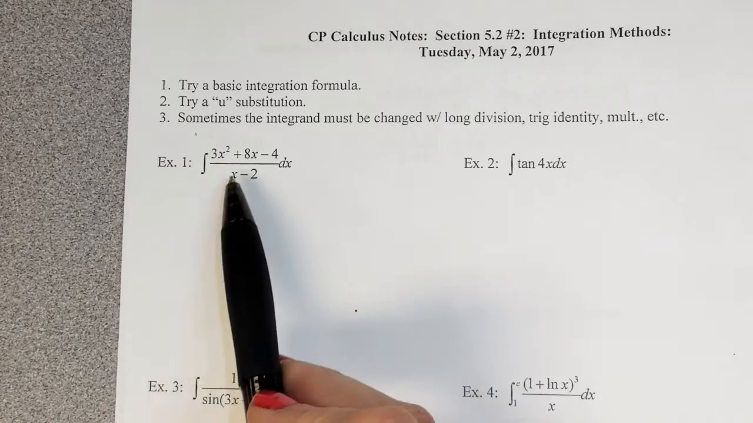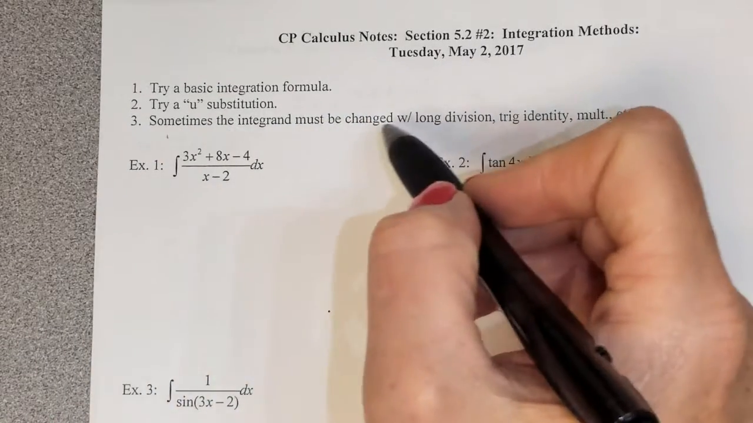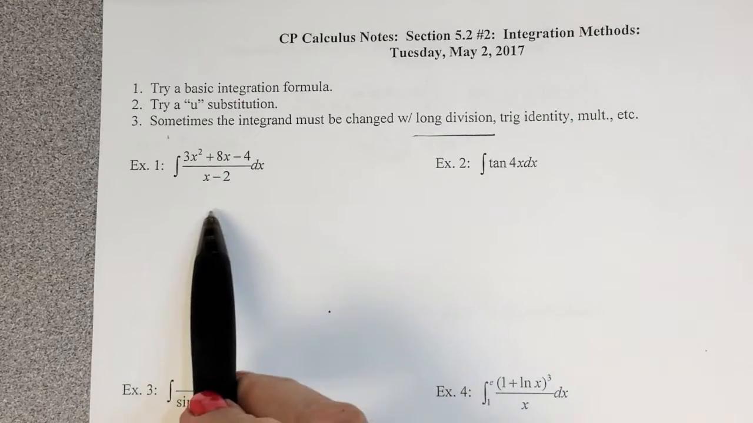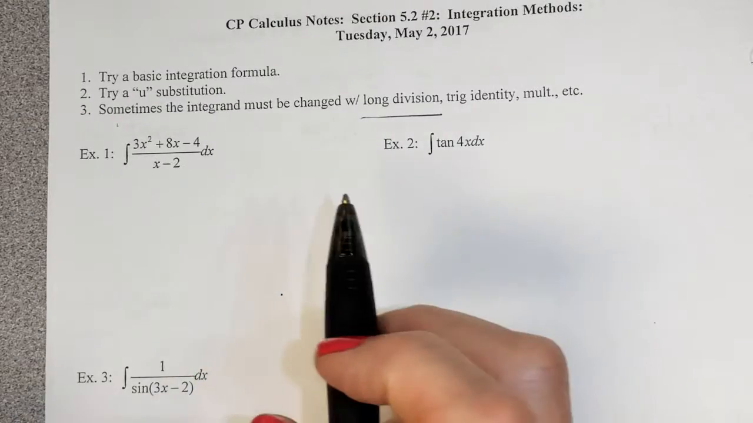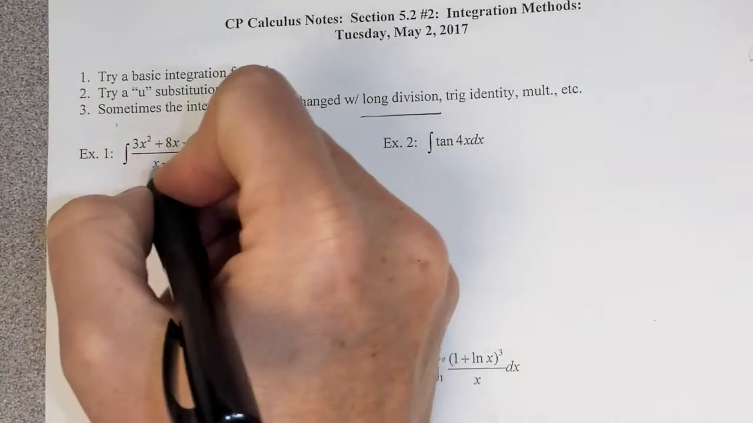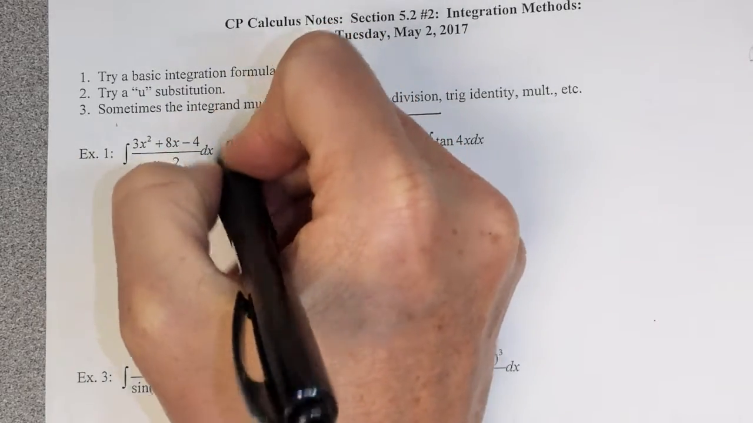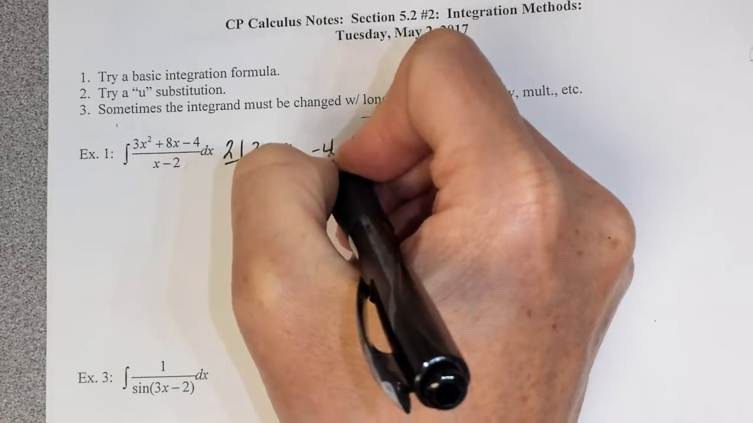So this was the situation where we had to do the division. Sometimes the integrand must be changed with long division, and that's what we're going to have to do here. Or we can do synthetic. Which do you guys prefer, long division or synthetic? Synthetic, okay. So we'll let whatever would make this equal 0. That would be a 2. And so I use my coefficients, 3, 8, negative 4.